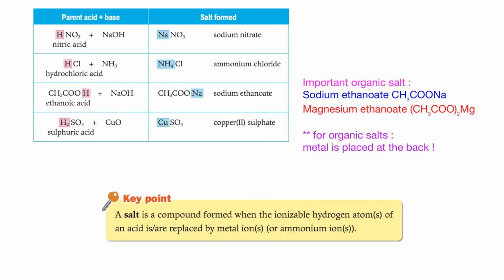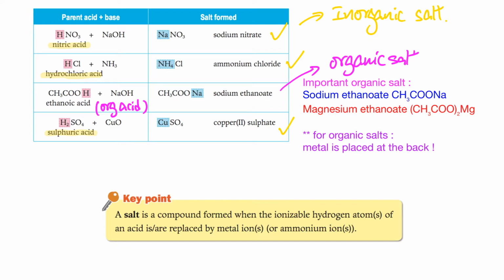So here are some examples of the neutralization. You'll find that nitric acid, hydrochloric acid, and sulfuric acid are all inorganic acids. So we'll say that these ones, 1, 2, 3, are inorganic salts. While the other one is an organic acid. So therefore this one we call an organic salt.